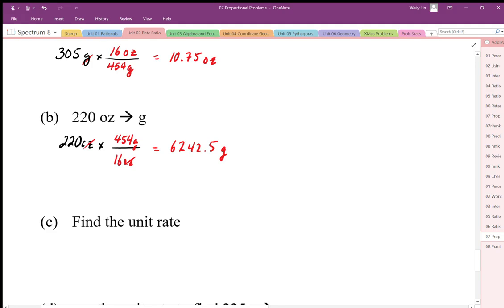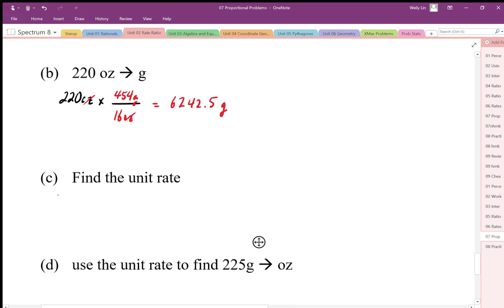So I can write 16 ounces for 454 grams. That gives me a unit rate of 0.035. This is ounces per gram. Okay, now usually we would use the other one, so 454. But this is perfectly okay. Nothing wrong with that unit rate of 0.035 ounces per gram.